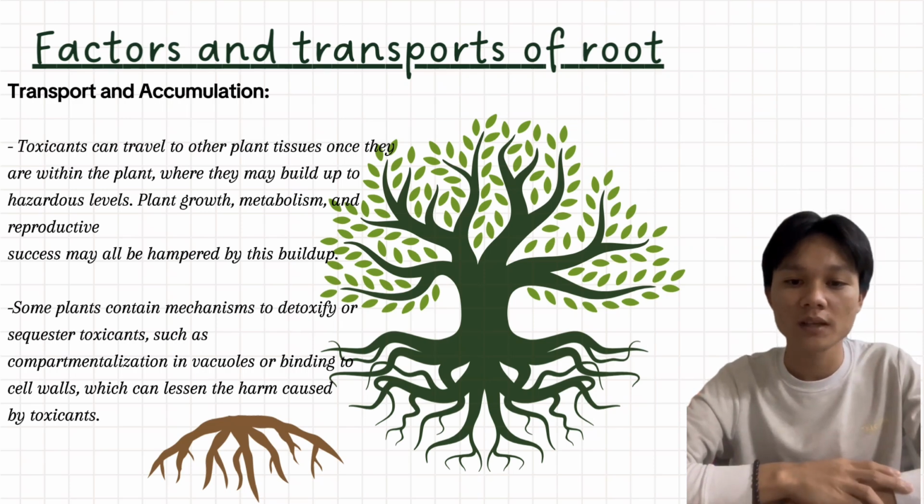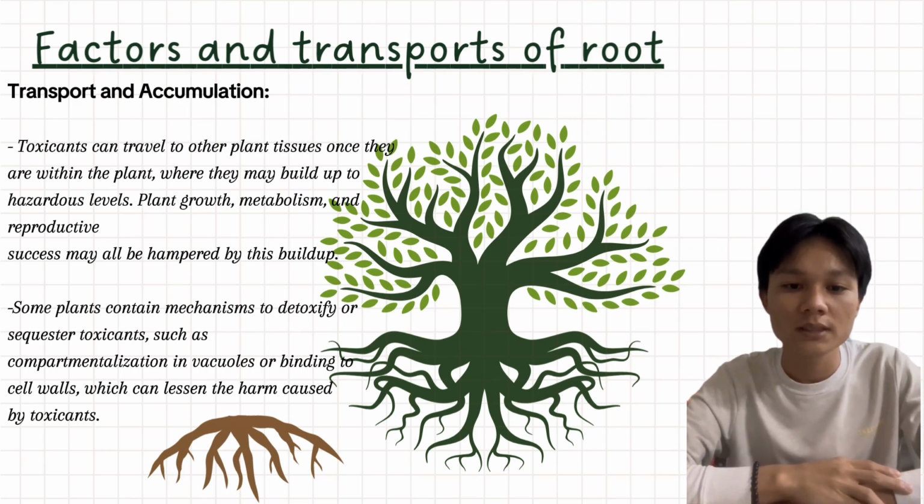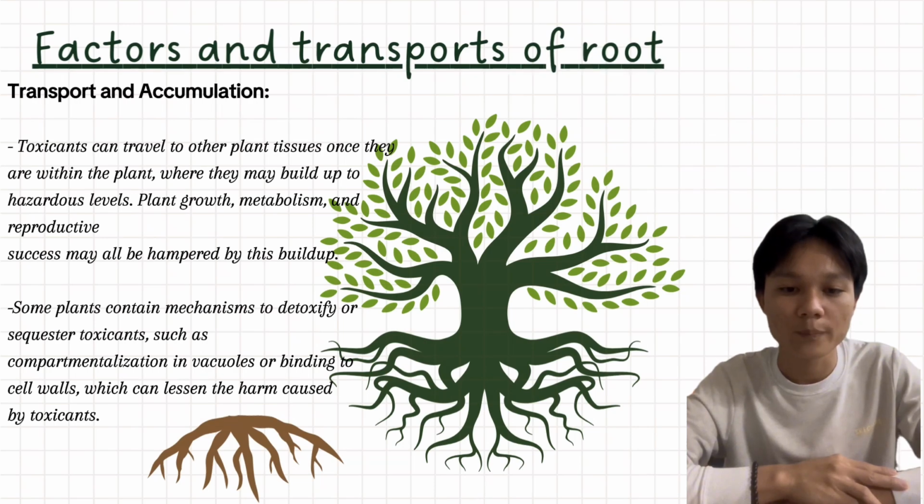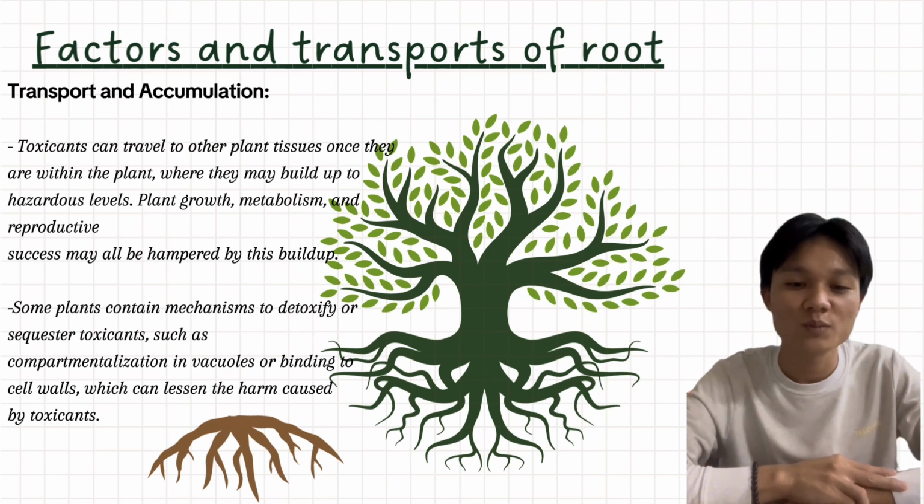Continue with transport and accumulation. First, toxicants can travel to other plant tissues once they are within the plant, where they may build up to hazardous levels. Plants' growth, metabolism, and reproductive success may all be hampered by this build-up. Second, some plants contain mechanisms to detoxify or sequester toxicants, such as compartmentalization in vacuoles or binding to cell walls, which can lessen the harm caused by toxicants.